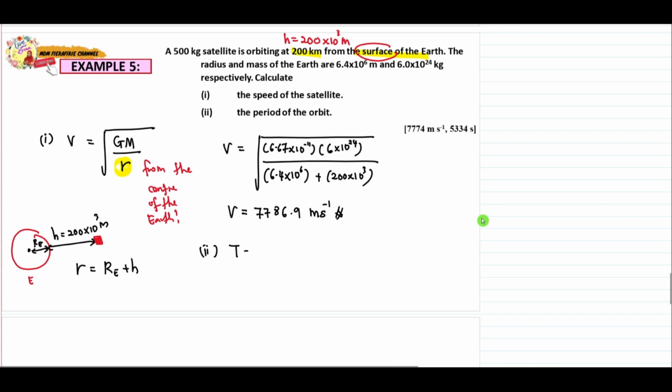For the second part, we want to find the period of the orbit of the satellite. Again, we use the equation of period, and this equation is given. Just don't get R wrong: R is equal to RE plus H. So substitute it into the equation yourself. Check, you will get 5325.5 seconds. So this is the answer. Please check your calculation and practice pressing the calculator.